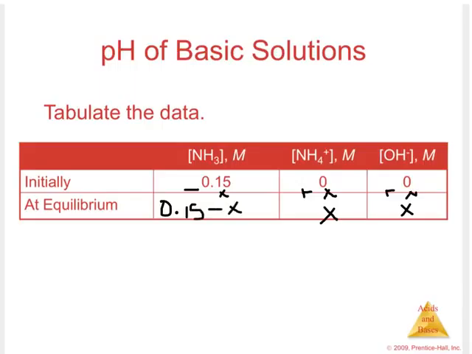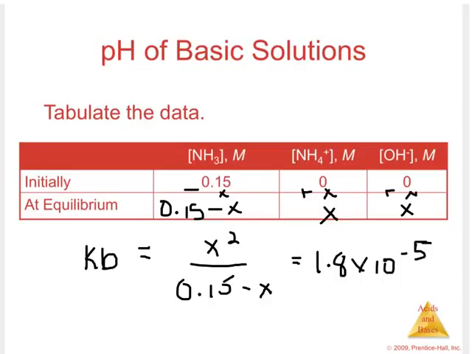And if we write the Kb expression, Kb is going to be equal to products over reactants, raised to the power of the coefficient. We have x squared over 0.15 minus x equals our Kb, and our Kb value was given to us in the problem. If you notice having 0.15 minus x in the denominator here, if we are to solve for x with it set up this way, we're going to have to use the quadratic formula to do that.